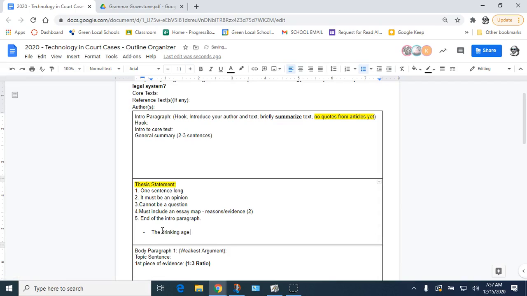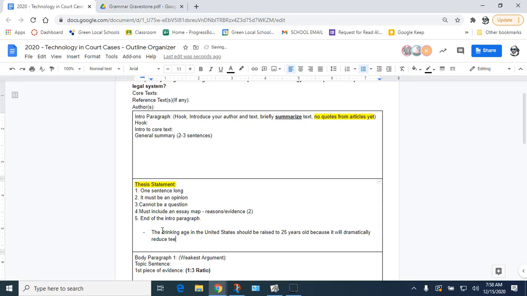The drinking age in the United States should be raised to 25 years old because it will dramatically reduce teen drinking and driving, and it will eliminate illegal purchasing for minors.